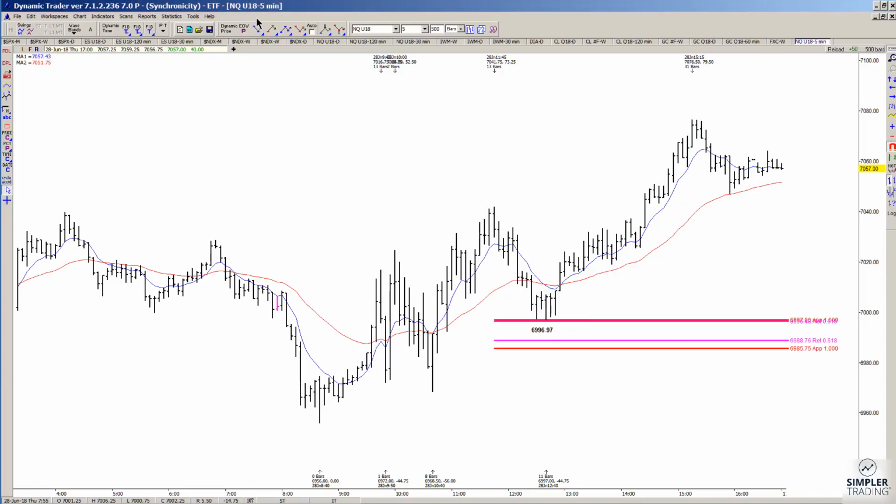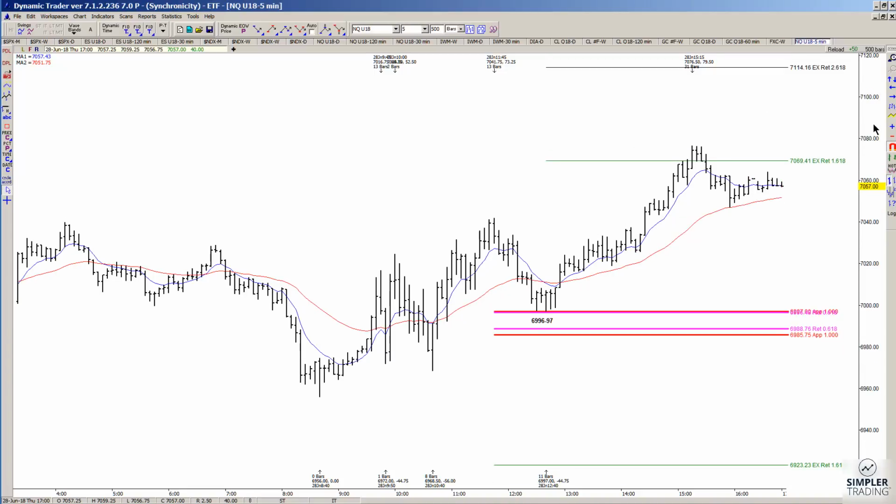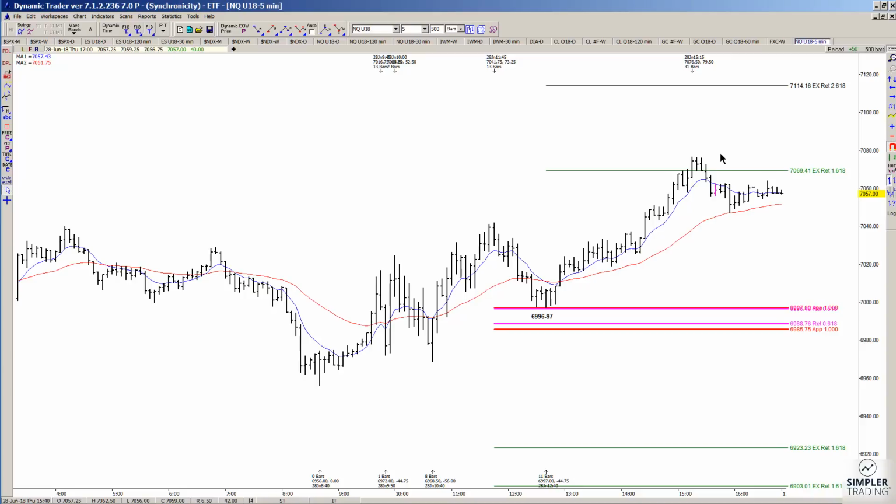So the initial target was going to be the 1272 extension, which was met. The second target was the 1618 extension, which was also met, which is when I started screaming to ratchet up your stops. If by chance it continues to rally, then the next target off of that swing would come in at the 7114 area. But that's how you make money with the work. Set up, go to a lower time frame chart for a trigger, and then manage the trade. Trail up a stop as you go.